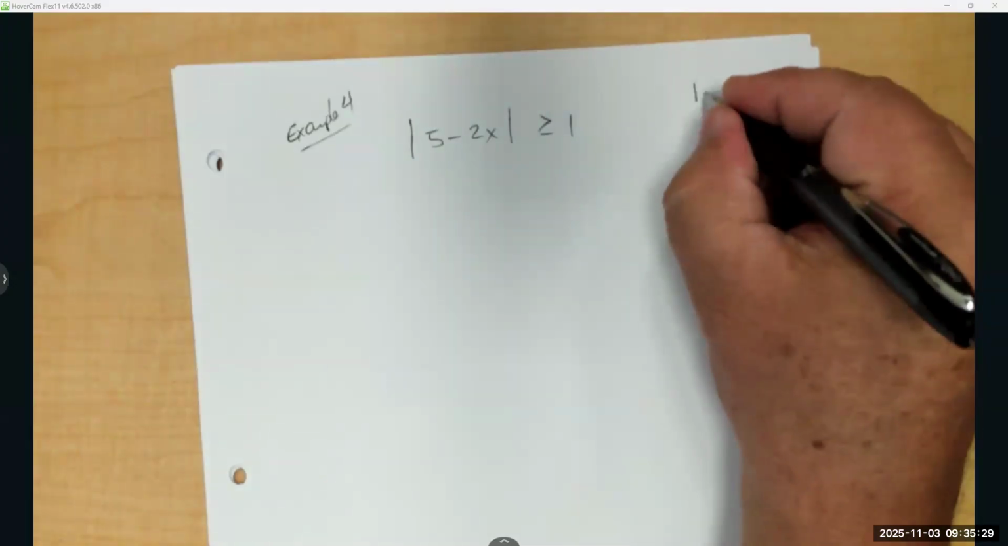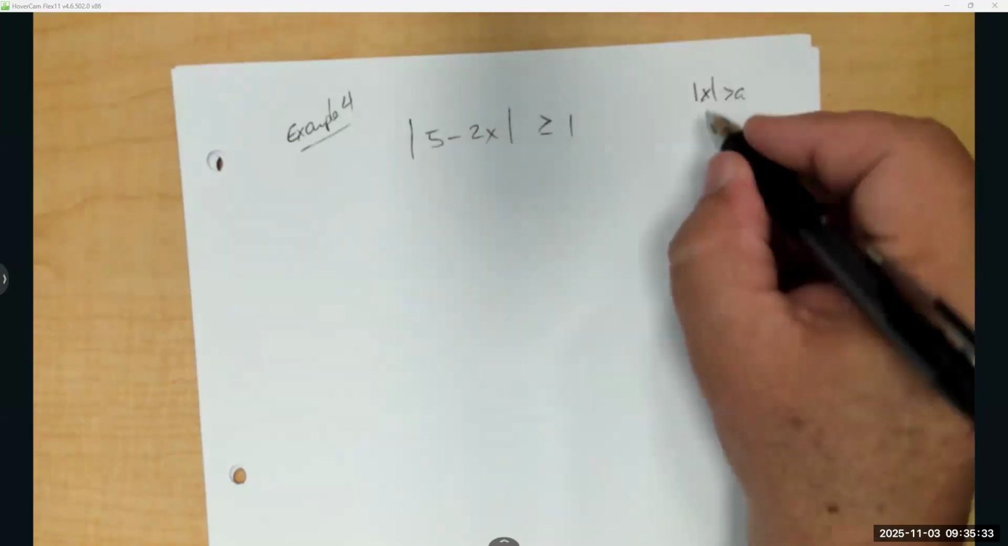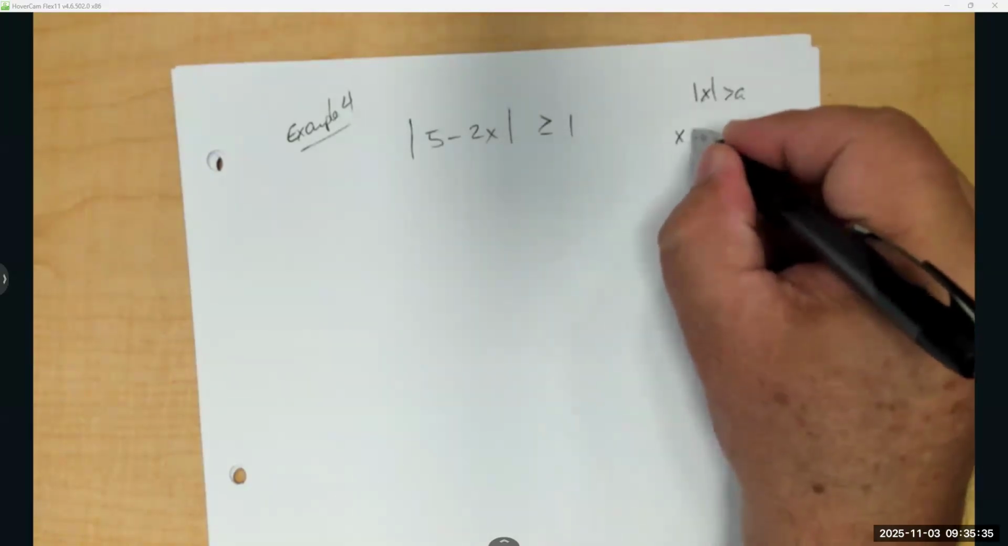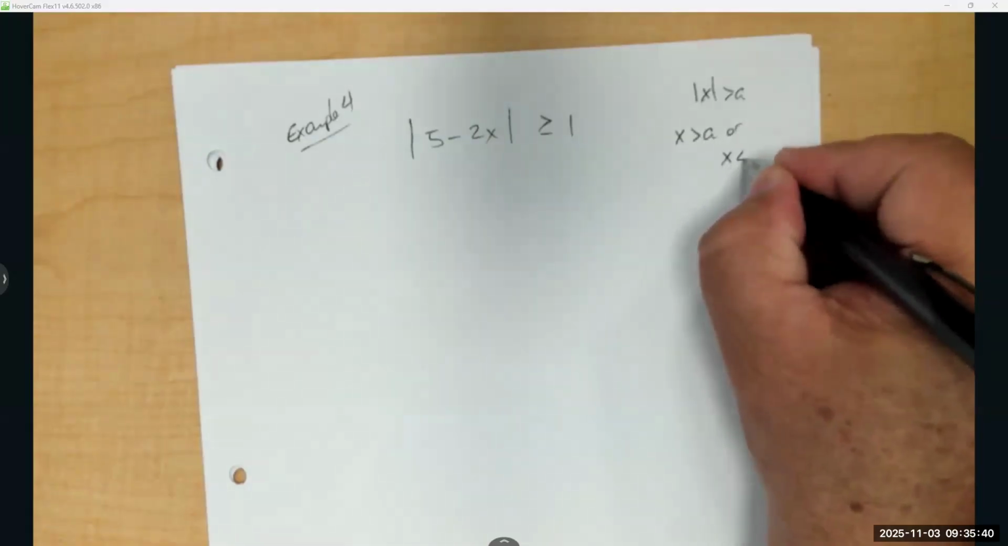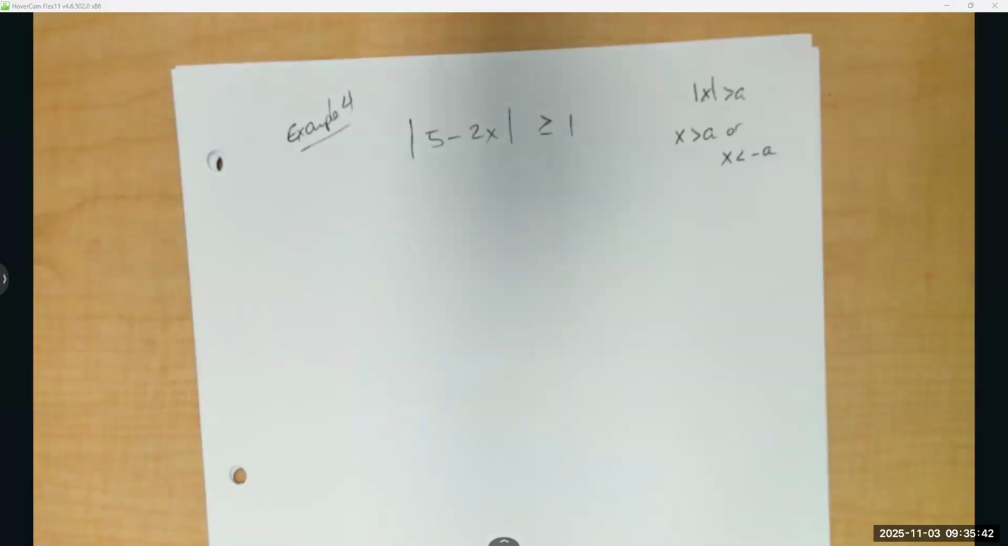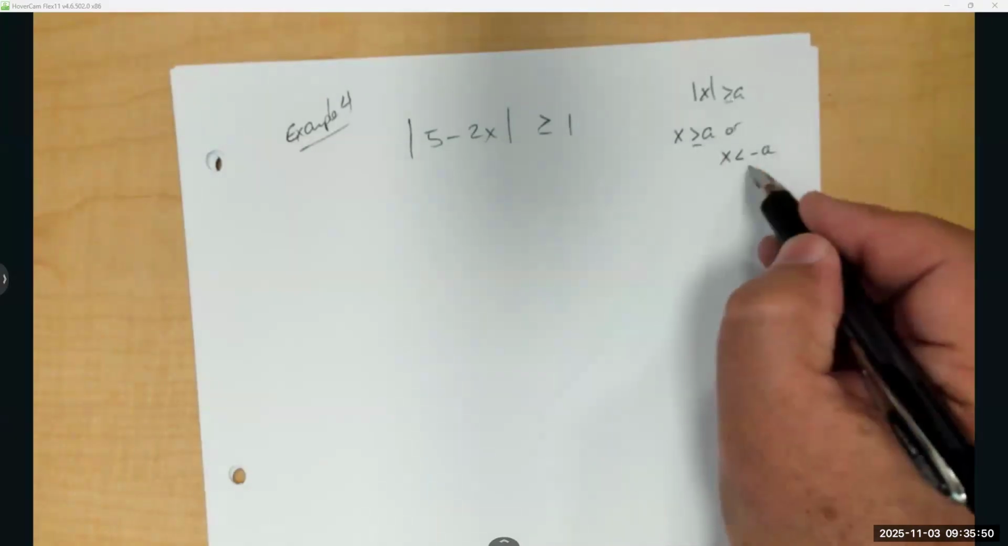Remember, the rule we'll be using is this one. If you're using a greater than, when we drop the absolute value, it's going to be greater than or less than the negative. It doesn't matter if it's the same thing. If it's equal to, then just put equal to in there.